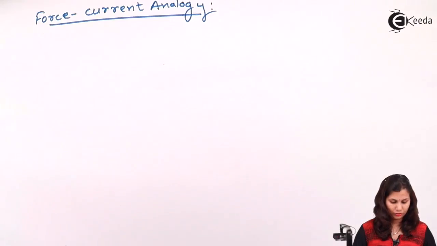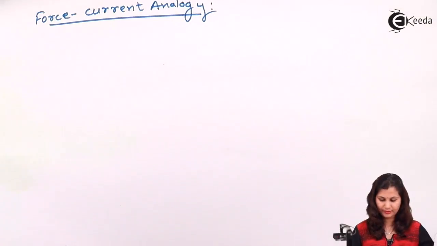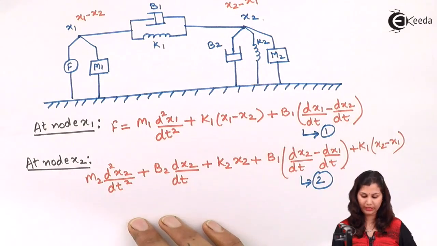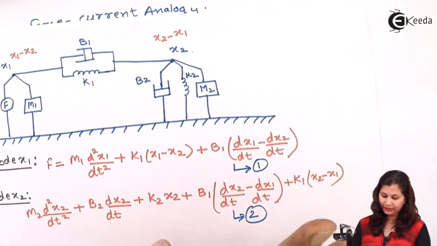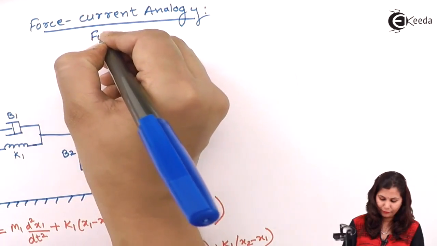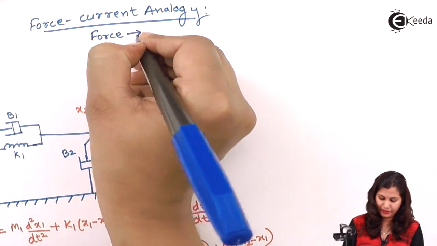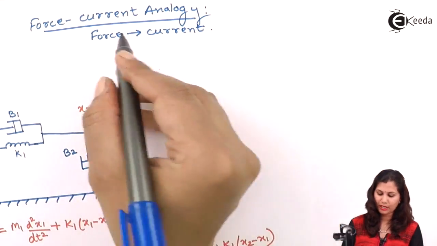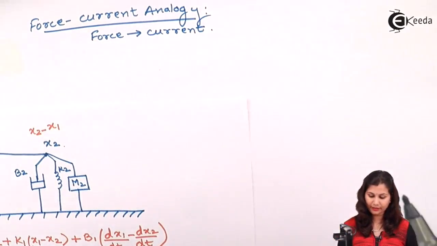Okay. So what were the equations? Again, we have this part. We have the equations for the node X1 and X2. So again, converting, here we will convert this F force, we will replace this with current. Earlier we have replaced it with voltage, but here we will replace it with current.